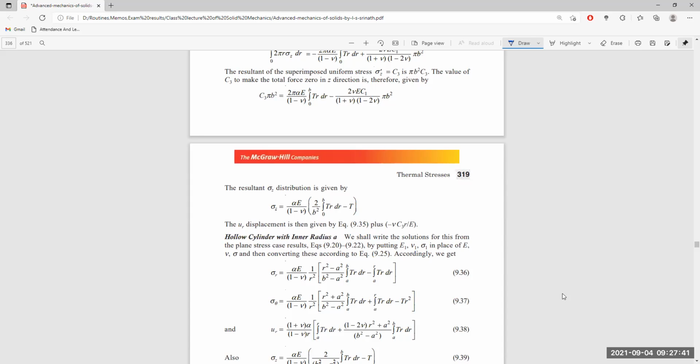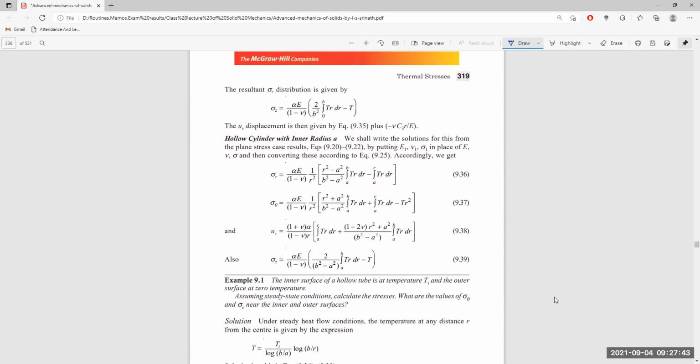Now, the next question is the hollow cylinder with radius r. Here, the cylinder has an inner radius a. We should derive the solution. Please find the stress result again. We use the earlier equation we have already made, putting E1, nu1, sigma1 in place of E, nu and alpha, then converting according to equation number 25.